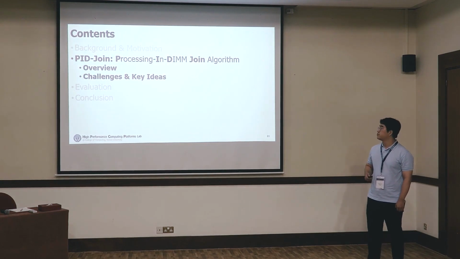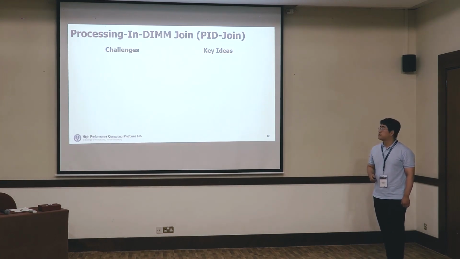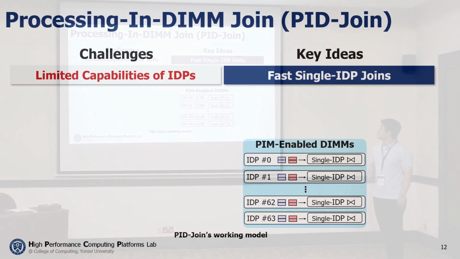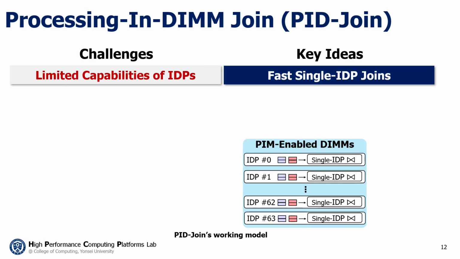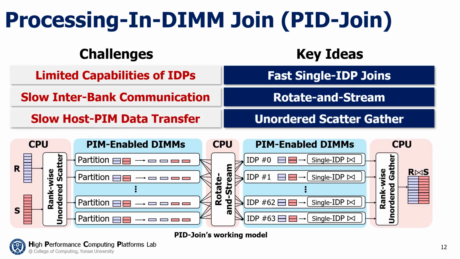So I'll explain PID-Join, the processing-in-DIMM join algorithm, with 3 challenges and the following key ideas. Let me first give you the summary of the challenges and the key ideas. We first propose a fast single IDP-Join considering the limited capability of IDPs. Second, we propose rotate and stream to overcome the slow inter-bank communication. And third, we propose another scalar data transfer that mitigates the slow data transfer.